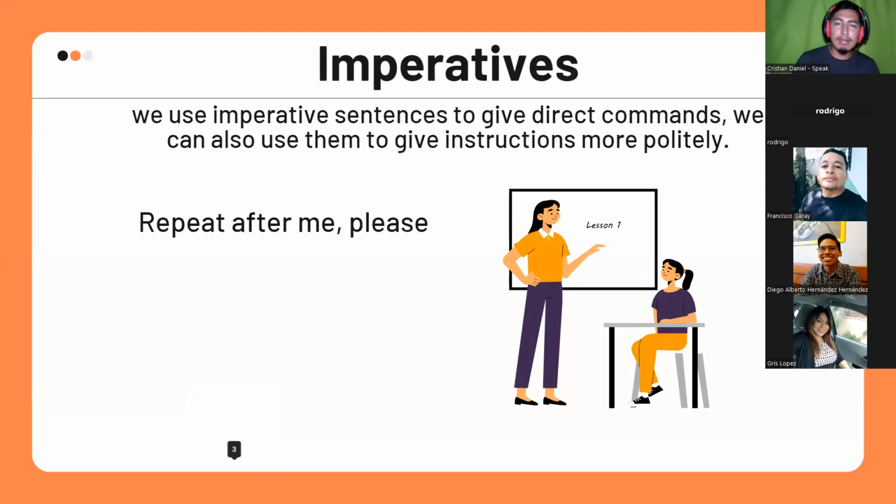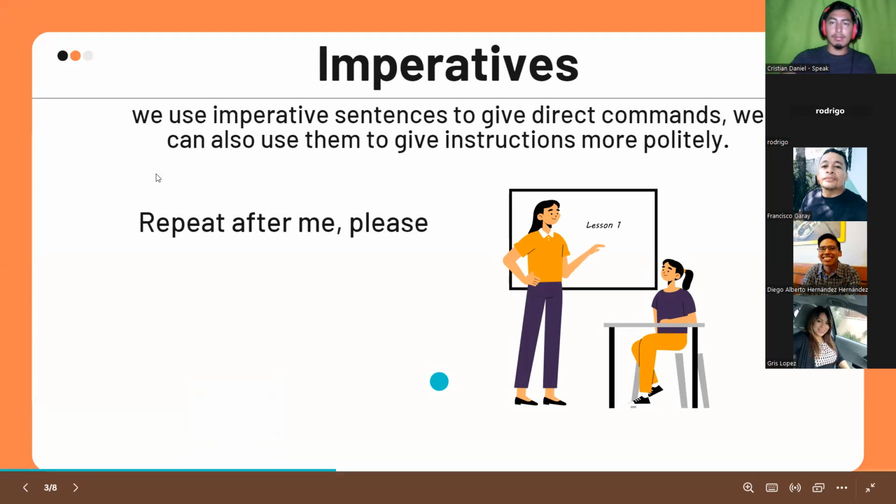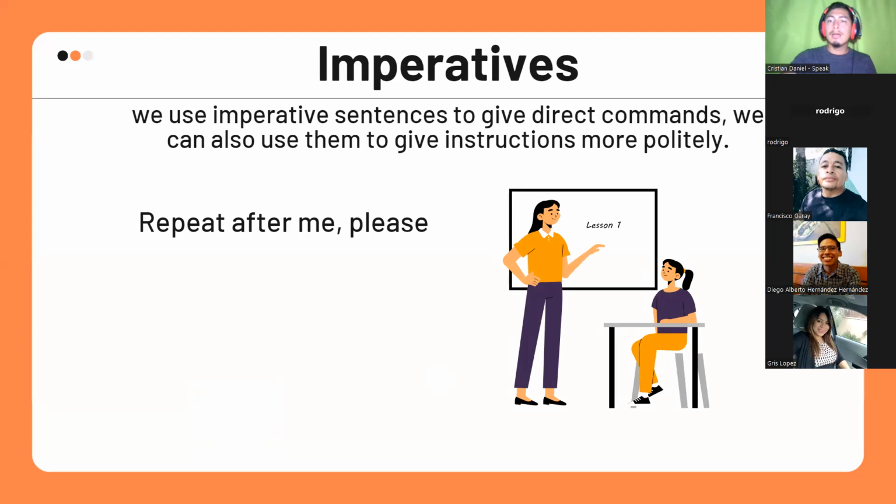Can you help me read, Francisco? Okay, teacher. Imperatives. We use imperative sentences to give direct commands. We can also use them to give instructions more politely. Polite. Repeat after me politely. Very good. Repeat after me, please.